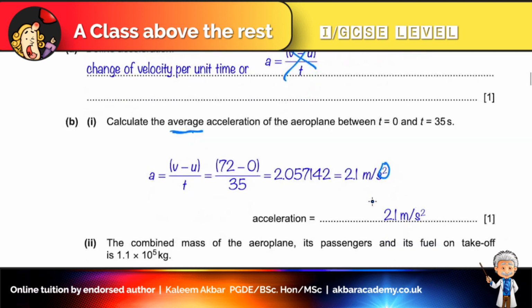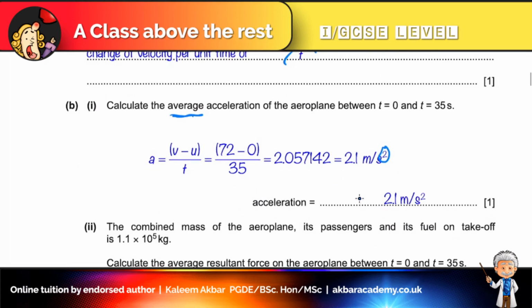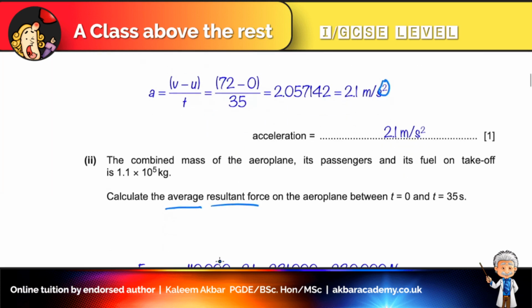Then it says the combined mass of the aeroplane, its passengers, and its fuel on takeoff is 1.1 times 10 to the 5. Calculate the average resultant force on the aeroplane between 0 and 35 seconds. Again, they've used that word average. And what I do want to point out here is F stands for resultant force.